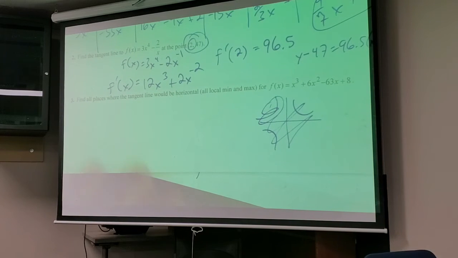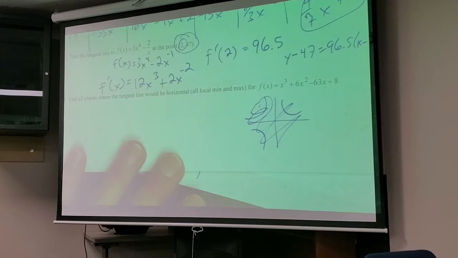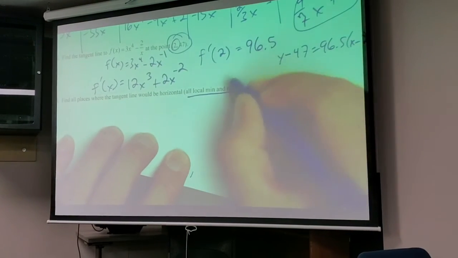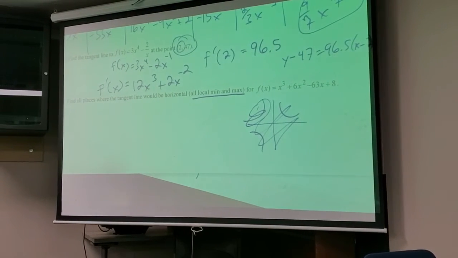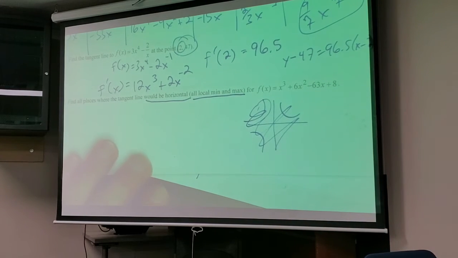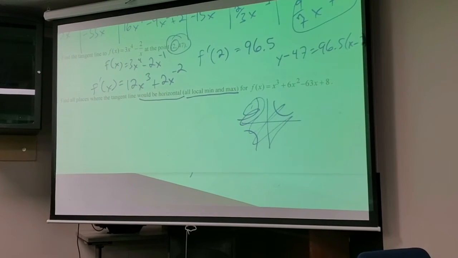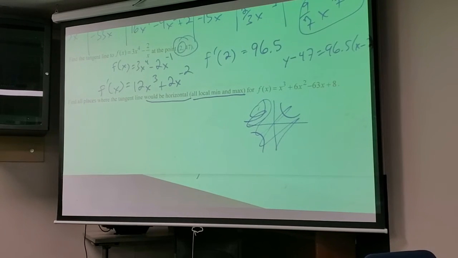All right, I love number 3. We're going to come up to this later and see what that means, but I just want to focus on this. Where would it be horizontal? What does that mean? The tangent line is horizontal. What's happening with the function? The tangent line is going to be horizontal.